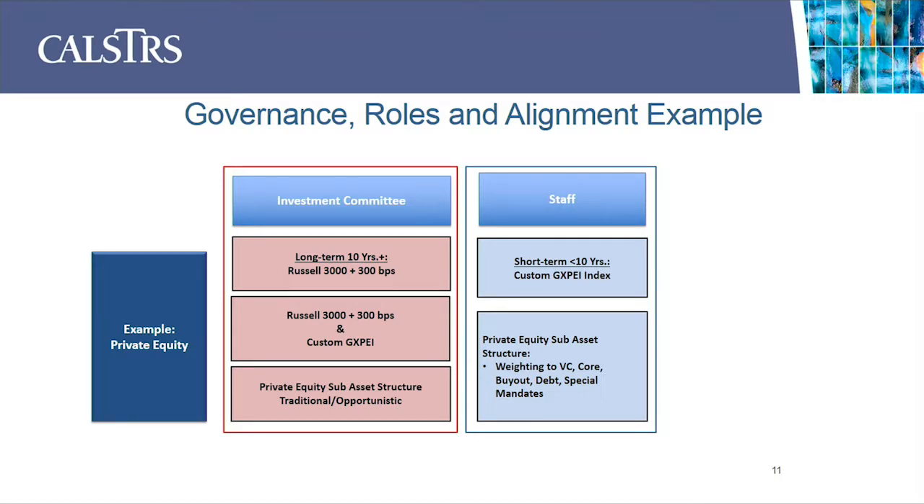When it comes to staff, for staff to implement, they can't implement by choosing the Russell 3000 and getting a 300 basis point spread. They have to implement on what's practical. It's a universe of private equity. So staff is being judged on the shorter term, less than 10-year benchmark, the State Street one that I described. And we are deciding upon the commitments between the managers and weighting between the different subcomponents in the sub-asset class structure.